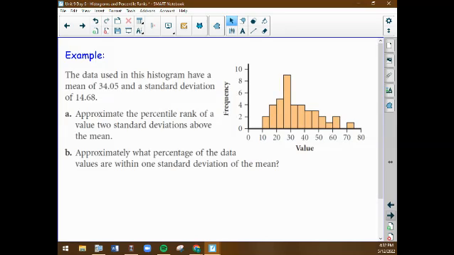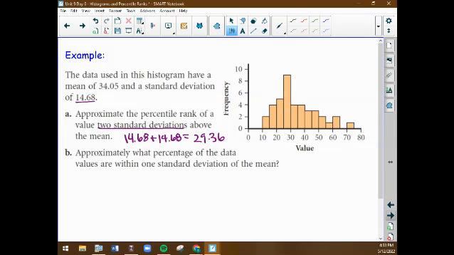So I need to find 2 standard deviations above the mean. What is that number? If one standard deviation is 14.68, then to get 2 standard deviations, I do 14.68 plus 14.68. That's one standard deviation and then another standard deviation. When we add those together, we get 29.36. Okay?